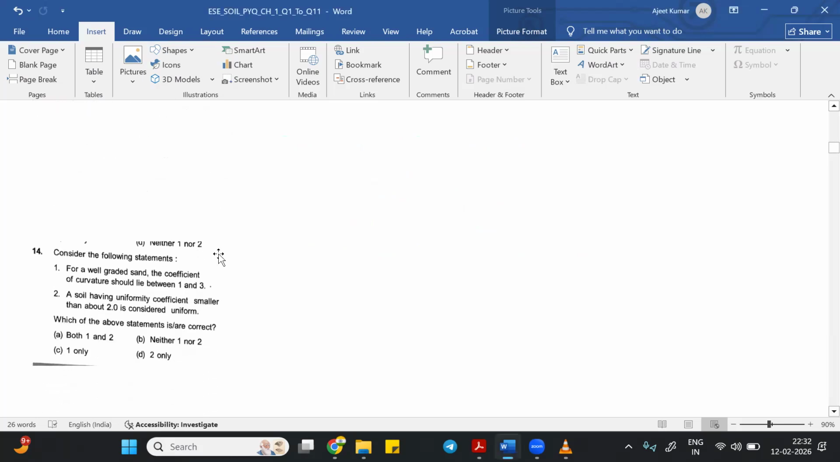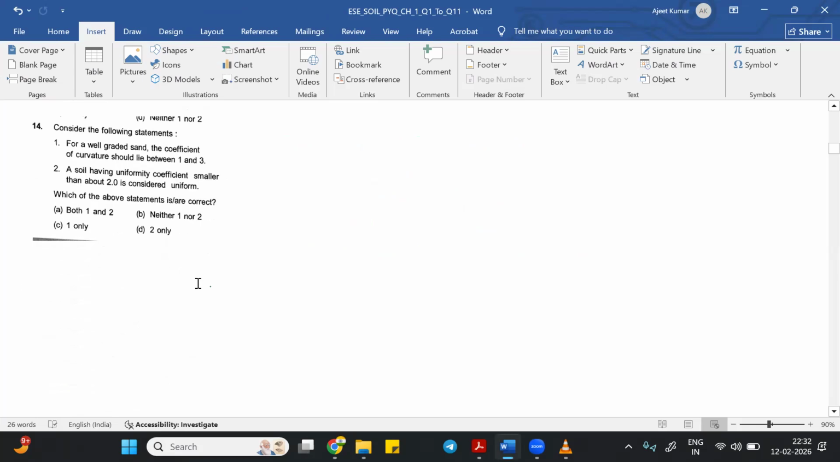Question number 14. Consider the following statement. First is for well-graded sand, the coefficient of curvature should lie between 1 to 3. Yes, for well-graded sand, Cu must be greater than 6 and Cc must be greater than 1 and less than 3.